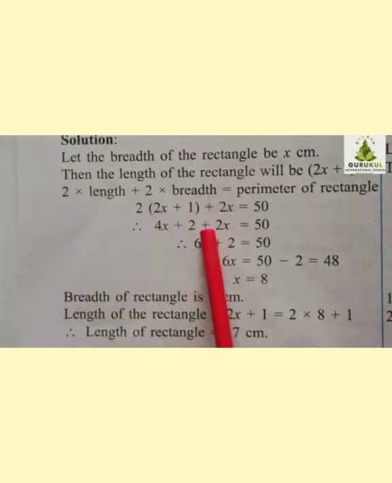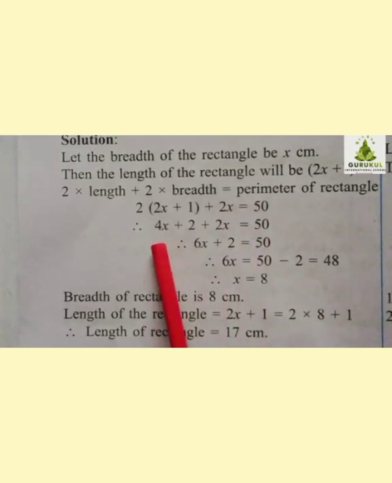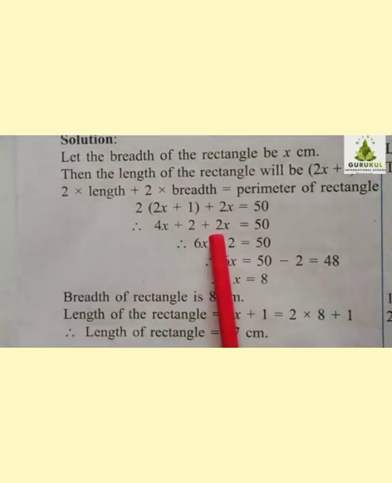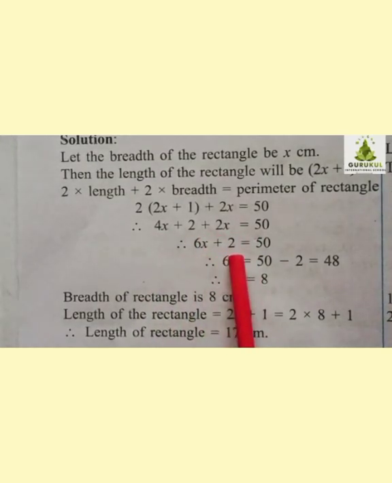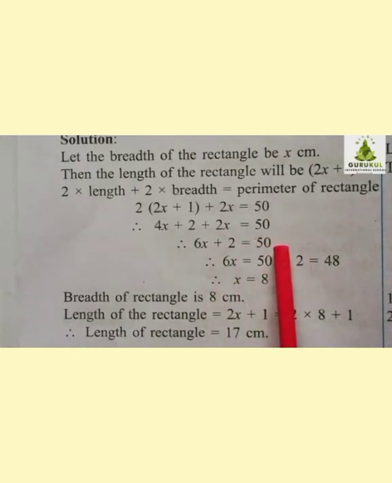Then this plus 2x comes here, equals to 50. Now what do you get here? 4x plus 2 plus 2x equals to 50. Now bring like terms together: 4x plus 2x is 6x plus 2 equals 50. Now I don't want plus 2 here. Take it to the other side. So plus 2 will become, on the other side of the equal to sign, minus 2. Is that clear to you?